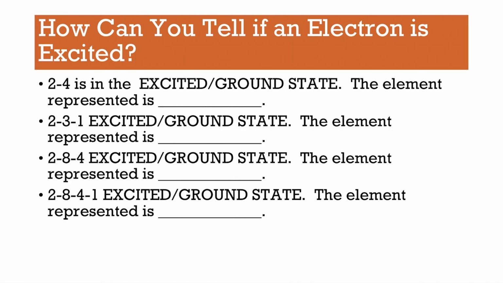So this is what I mean. 2-4 is an electron configuration. We have 6 electrons, and if you look at the periodic table, the element with 6 electrons is carbon. And if you look at the electron configuration of carbon, you get 2-4. So that means it is in its ground state, and we know it is carbon.